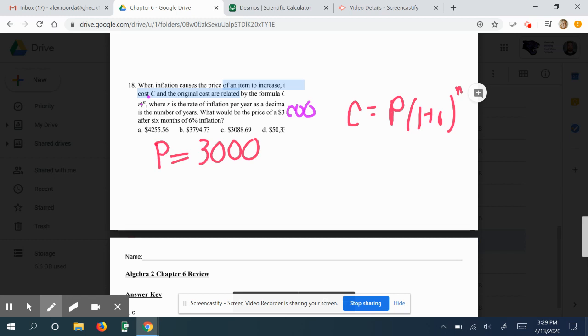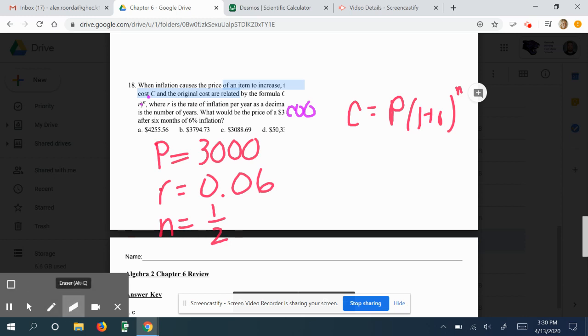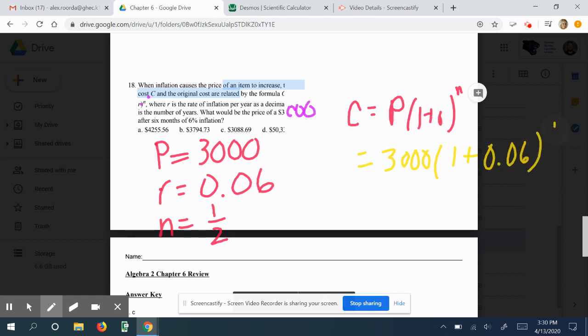All right, so we know P is 3,000. We know R is written as a decimal, so that'd be 0.06 or 6%. And N is supposed to be years. Well, 6 months is 1/2 of a year, right? So what we're going to do is we are just going to plug this in. So 3,000 times 1 plus 0.06 to the 1/2 power, okay?